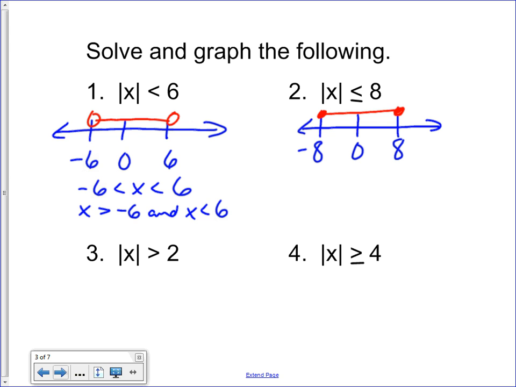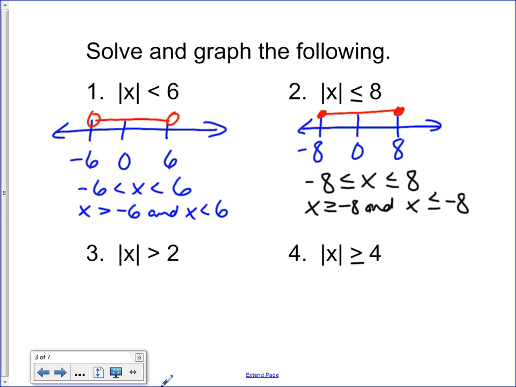So what's that going to look like as an inequality? Well, it would say negative 8 is less than or equal to x is less than or equal to a positive 8. Or if I wrote it as a compound inequality with an "and", it would say x is greater than or equal to negative 8 and x is less than or equal to positive 8.